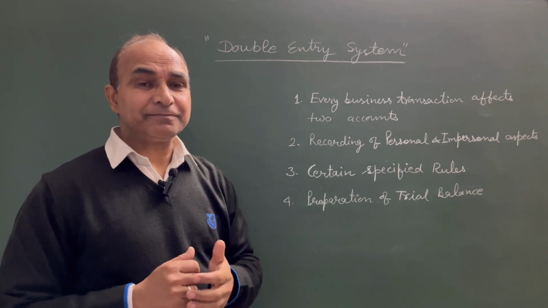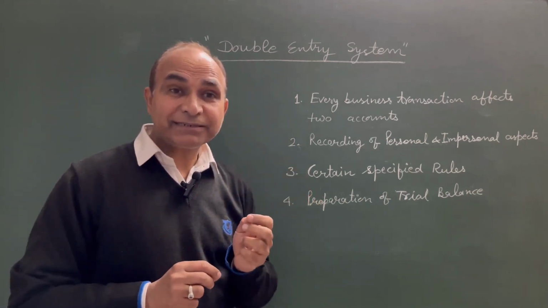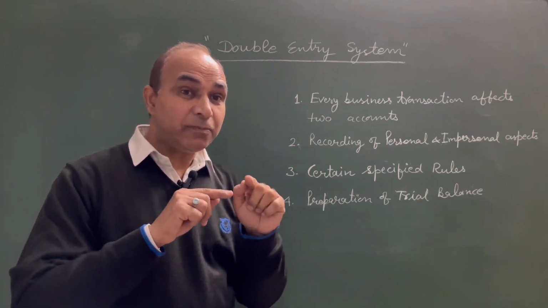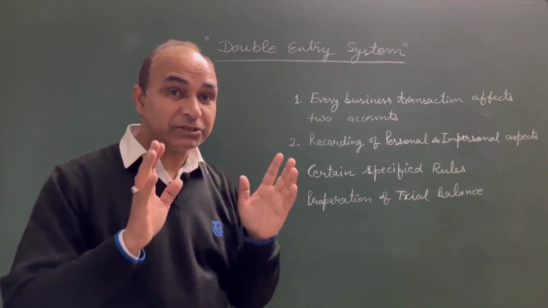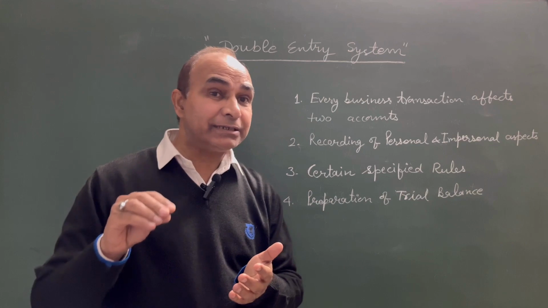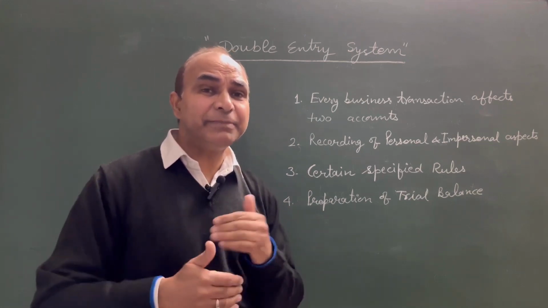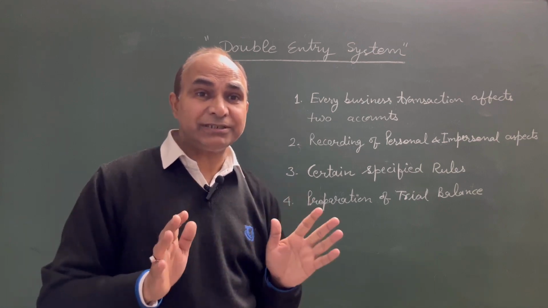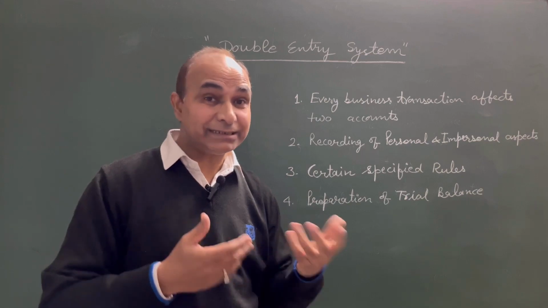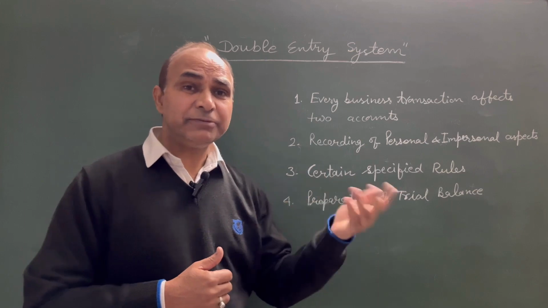According to this system in business, every financial transaction affects at least two accounts and it affects in opposite direction. You must know that in accounting we use the term debit and credit. Debit and credit have different meanings according to the financial transaction, which I would like to tell you in my next lecture. That will be based on rules of debit and credit. There it will be clear to you.